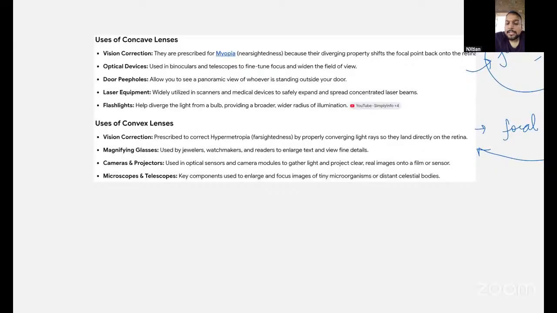Now, camera and projector. Yes, we use a convex lens in the camera and projector so that they can create a big, large image in one point and fine details also. And in the microscope and telescope, we use this convex lens. So write it down. These are the uses of convex lens in the copy.